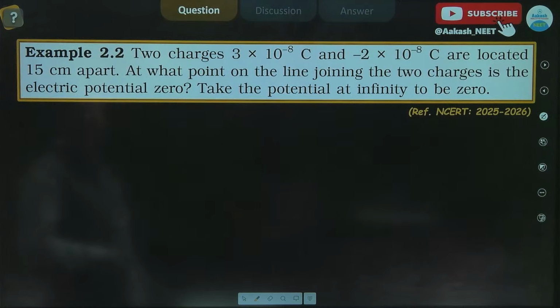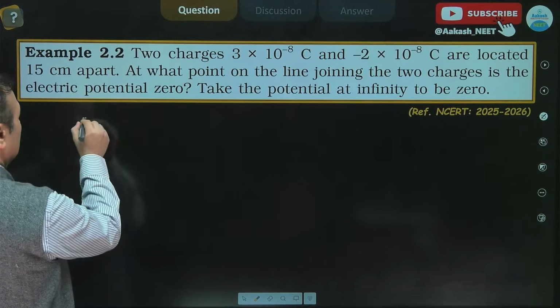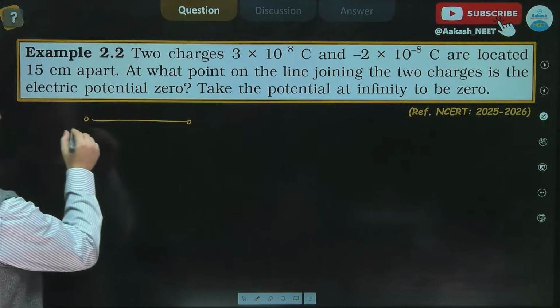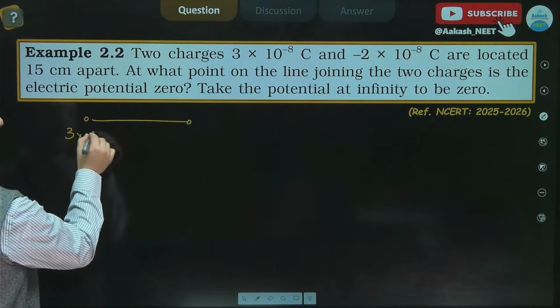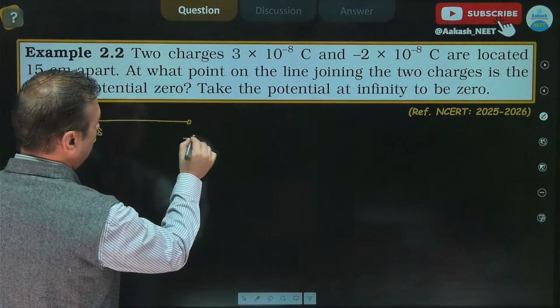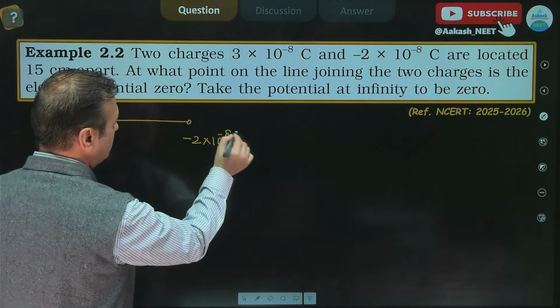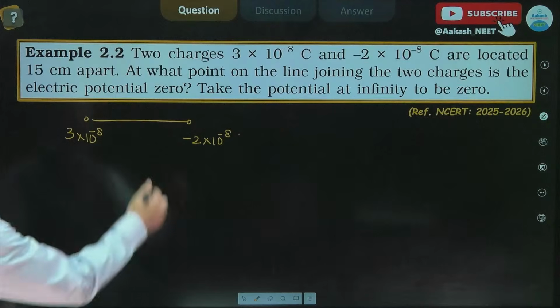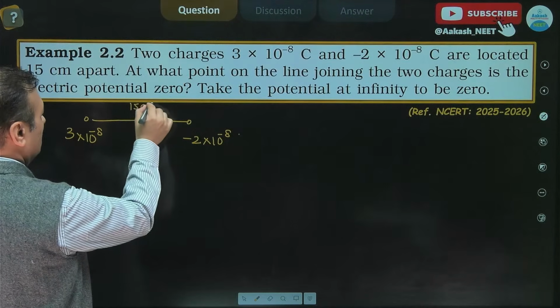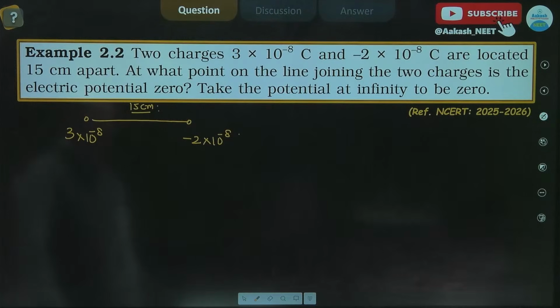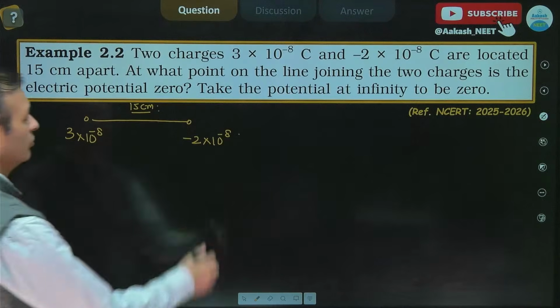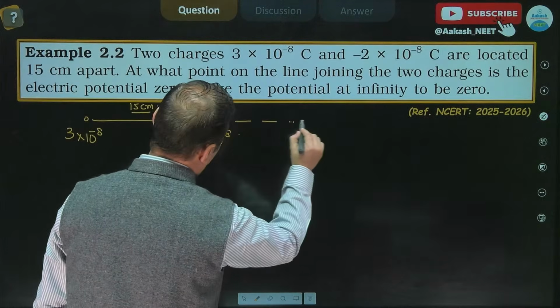Now we have 2 point charges. So 2 charges, 3 into 10 raised to the power minus 8 coulomb and minus 2 into 10 raised to the power minus 8 coulomb are located 15 centimeter apart. Got it? At what point on the line joining the two charges is the electric potential 0? So this is the line.